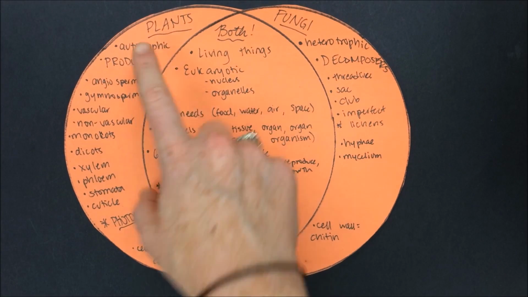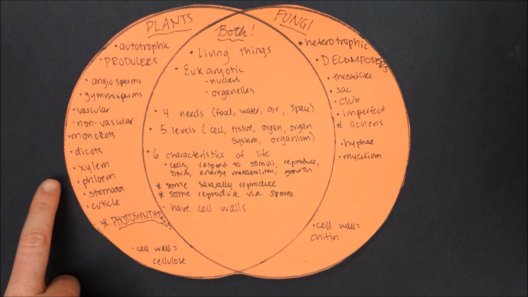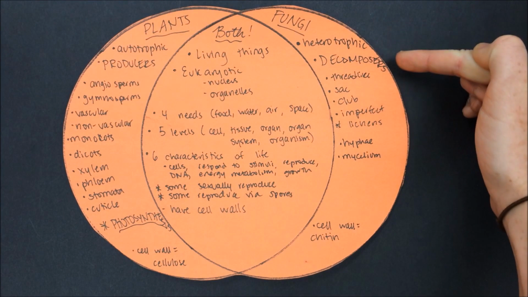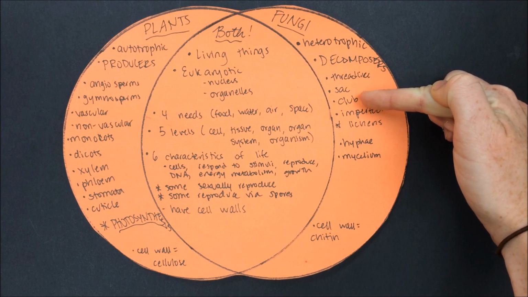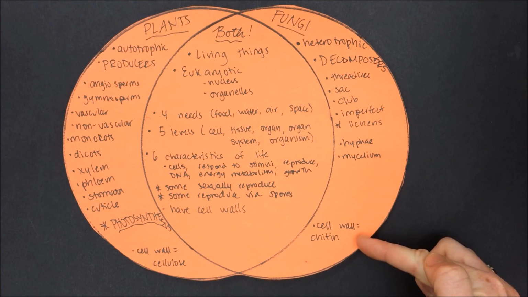Plants are autotrophic producers. They can be gymnosperms, angiosperms, vascular plants, non-vascular plants, monocots, and dicots. Some have xylem and phloem, and plants that have leaves have stomata and a cuticle. Plants perform photosynthesis. Fungi are heterotrophic decomposers. They can be thread-like, sac fungi, club fungi, imperfect fungi, or can include lichens. They have hyphae and mycelium, and their cell wall is made out of chitin.